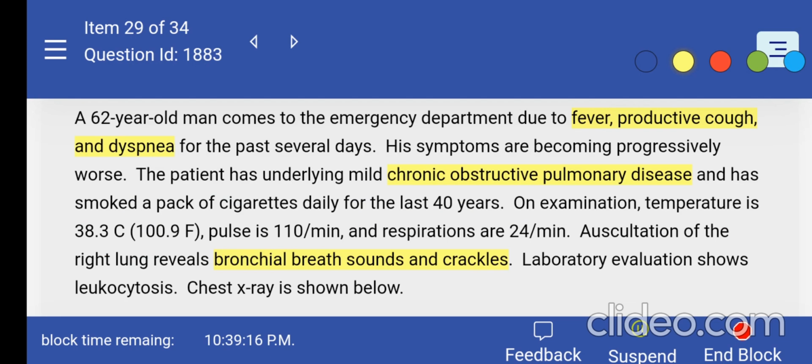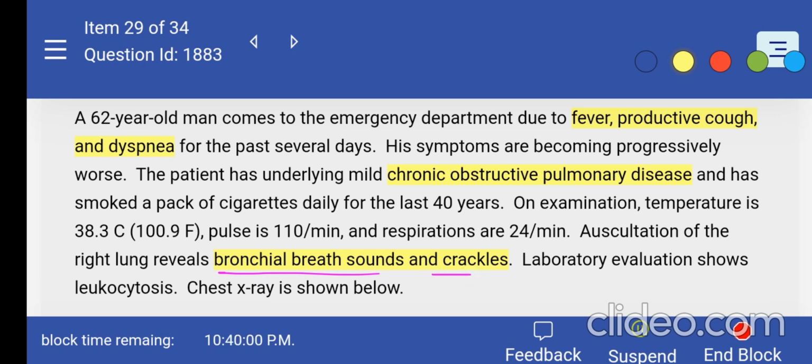Okay, now in the next question, we have a 62-year-old man who comes to the emergency department due to fever, productive cough, and dyspnea for the past several days. His symptoms are becoming progressively worse. The patient has underlying mild chronic obstructive pulmonary disease and has smoked a pack of cigarettes daily for the last 40 years. On examination, temperature is 38.3 degrees centigrade or 100.9 degrees Fahrenheit. Pulse is 110 per minute and respirations are 24 per minute. Auscultation of the right lung reveals bronchial breath sounds and crackles.